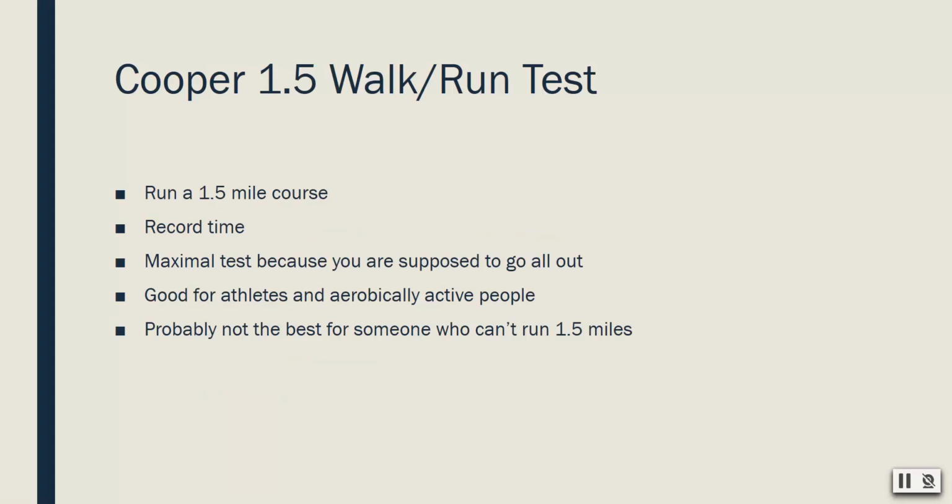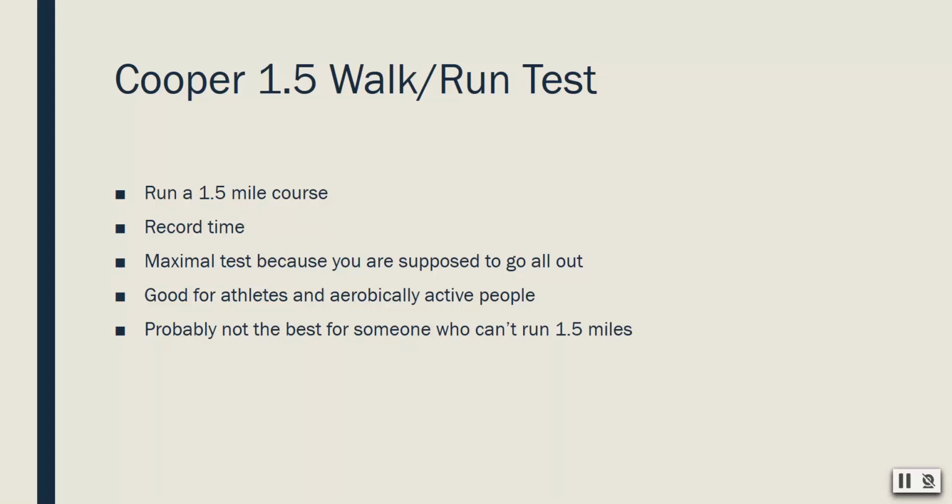The first test you're going to do is the Cooper 1.5 run walk test. You're going to just find a 1 mile course. This doesn't have to be a perfect mapped out course. It could be around your neighborhood or around the campus lake or something like that. You can use your Apple Watch or your Fitbit to measure out 1.5 miles. If you don't have a smartwatch, another good app to use is mapmyrun.com.